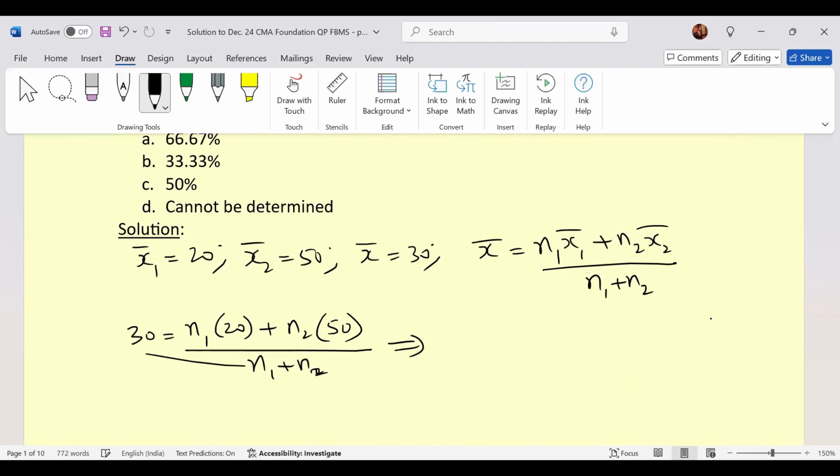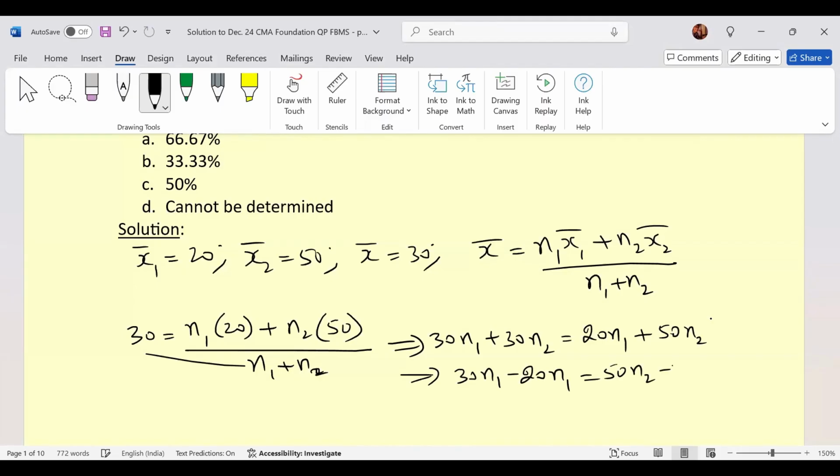Cross multiplying, we get 30 n1 plus 30 n2 is equal to 20 n1 plus 50 n2. That is 30 n1 minus 20 n1 is 50 n2 minus 30 n2. That is 10 n1 equal to 20 n2, which means n1 is 2 times n2.